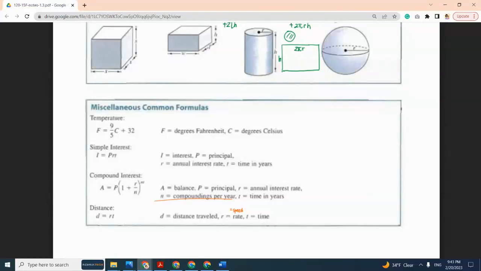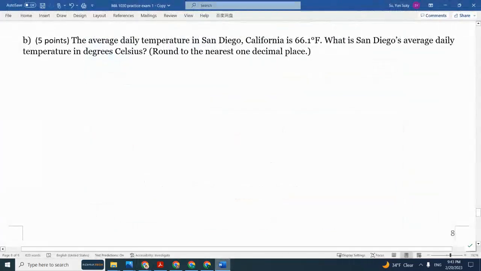And also these formulas. Temperature: Fahrenheit is 9/5 Celsius plus 32. Simple interest equals principal times annual interest rate times number of years. Compound interest: the balance equals the principal times 1 plus the annual interest rate over the number of compoundings per year, all raised to the power of n, the compoundings per year, times t. t is the time in years. And distance equals speed times time.